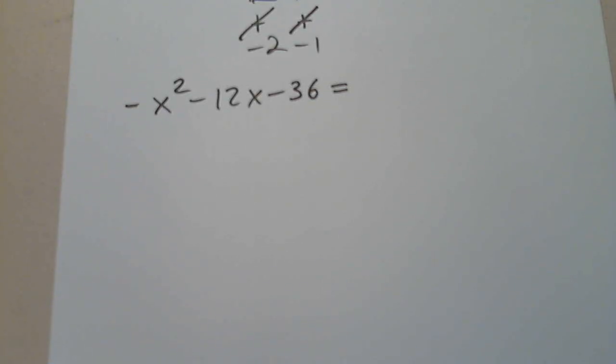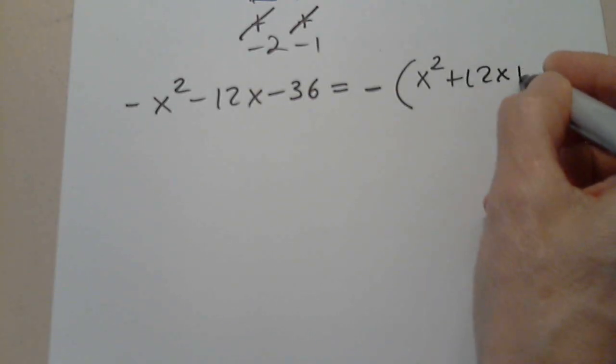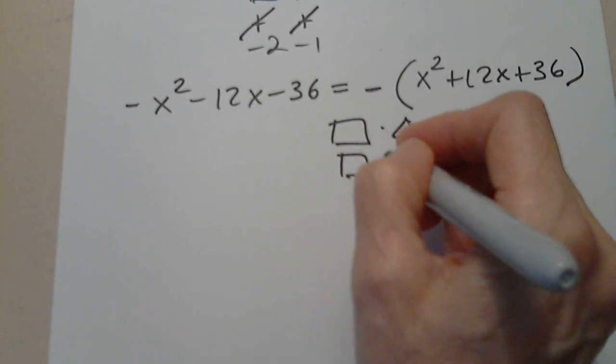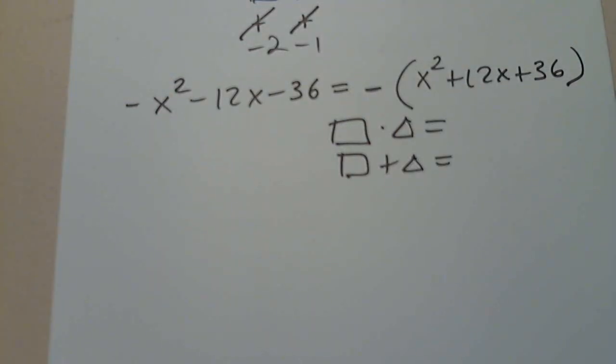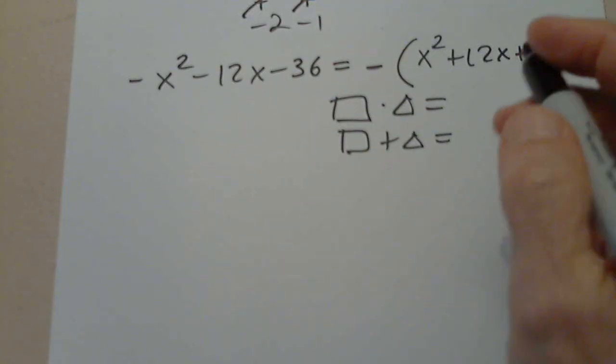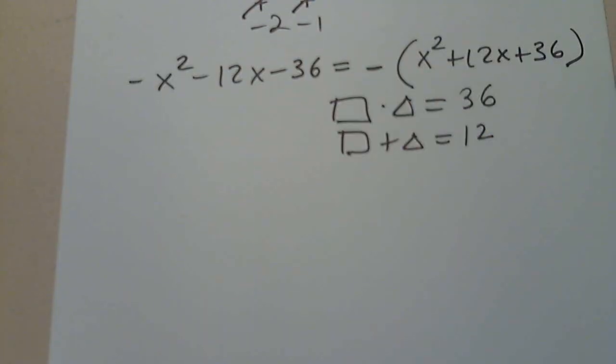Factor out the -1, and we get x squared plus 12x plus 36. Then we are looking for two numbers whose product is 36 and whose sum is 12, which is 6 and 6. Careful, that's the perfect square. The product is 36 and the sum is 12.